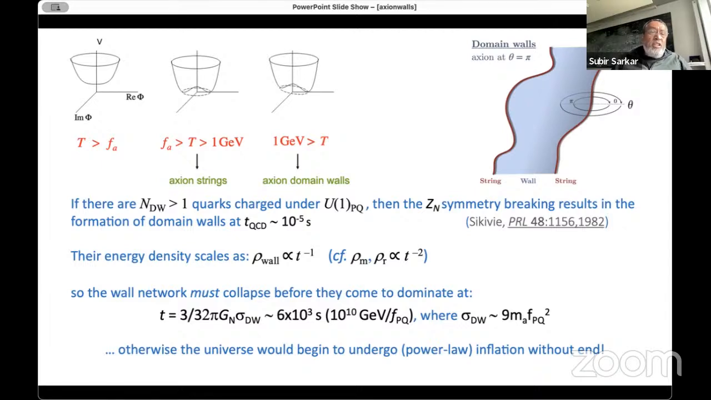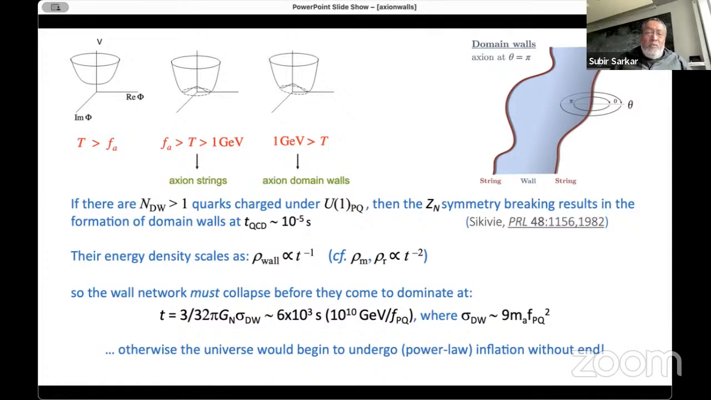Now, the energy density of these walls is scaling as 1 over T, as opposed to that of matter or radiation that scales as T squared. So you can see that they will come to dominate. And Sikivie realized this back in 1982 and said, well, the domain wall network has to collapse before they come to dominate. We should be at something like around nucleosynthesis time for a typical value of F_PQ.